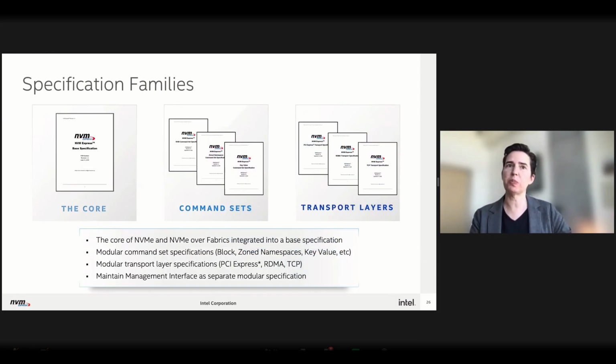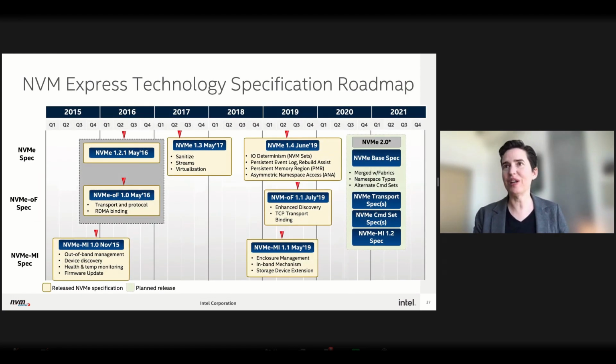And so you're going to see, we're going to have specification families: the core, the command sets, and then the transport layers, and then the management interface is a clean, modular, separate specification. And this 10-year refactoring of what we're doing for NVMe will hopefully allow us to continue to scale and grow for the next 10 years. So lastly, this is what our NVMe roadmap looks like as we keep moving forward.